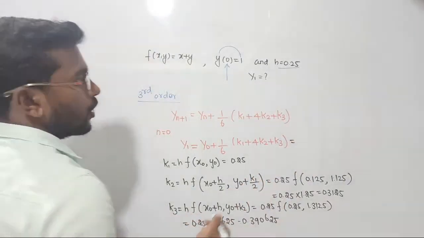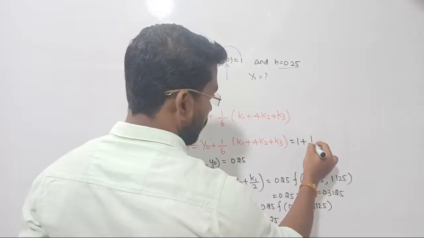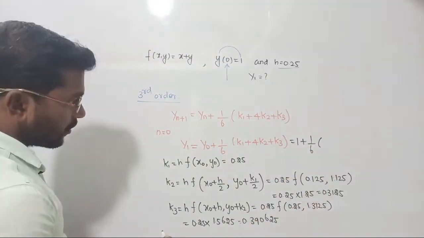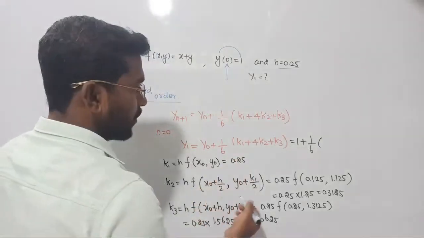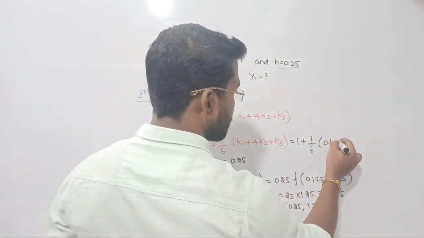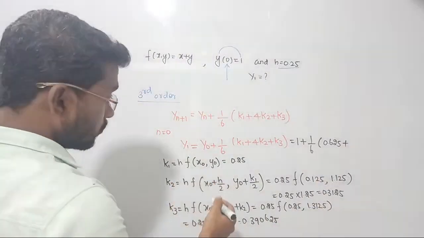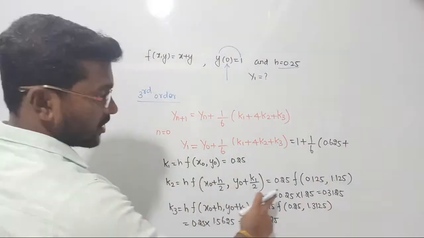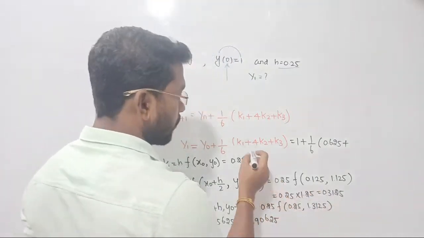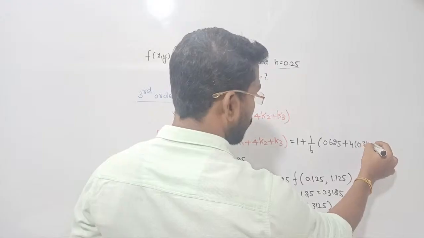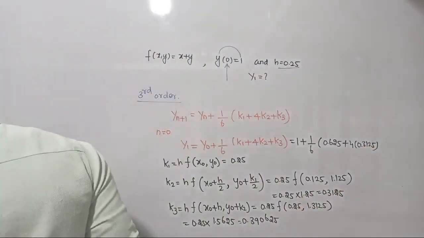What is y0? Y0 is 1, already we know, 1 plus 1 upon 6 in bracket. What about k1, where is k1? K1 is 0.625, so 0.625 plus k1 is 0.625. K2 is how much? K2 is 0.3125, but we have to consider 4 also. 4 into 0.3125.